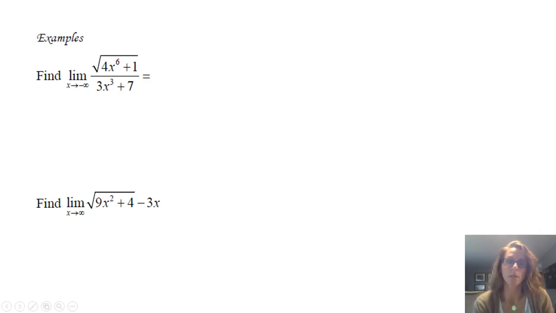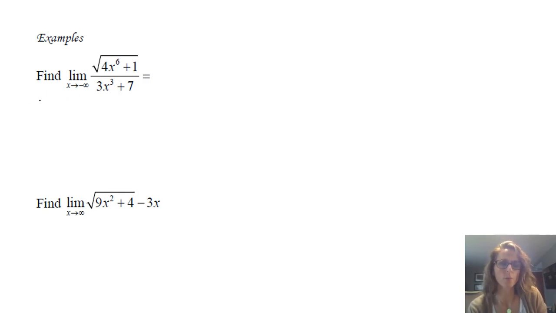So this is just the second part of section 3.4 on limits at infinity, horizontal asymptotes. So we're simply looking at more of these limits, a couple more examples here.